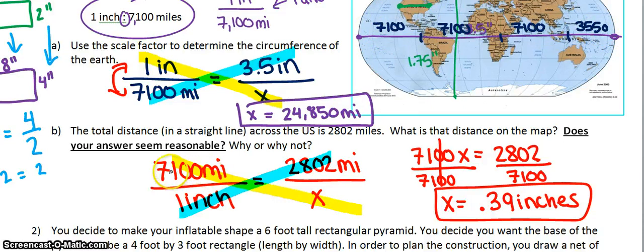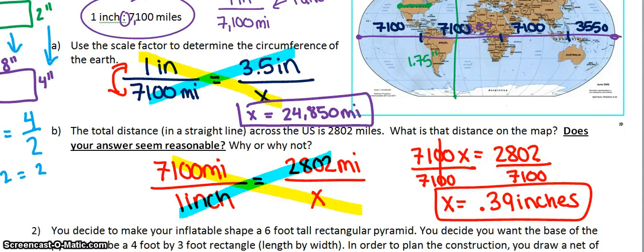Okay, so what I did is I multiplied 7,100 times x and 2,802 miles times 1 inch. So that's where I got this equation here. To get x alone, x is being multiplied by 7,100, so to undo multiplication, I divided by that. Divide both sides, you get x is 0.39 inches.